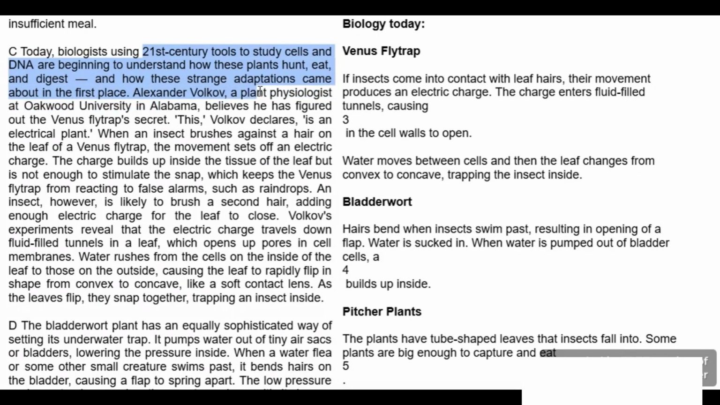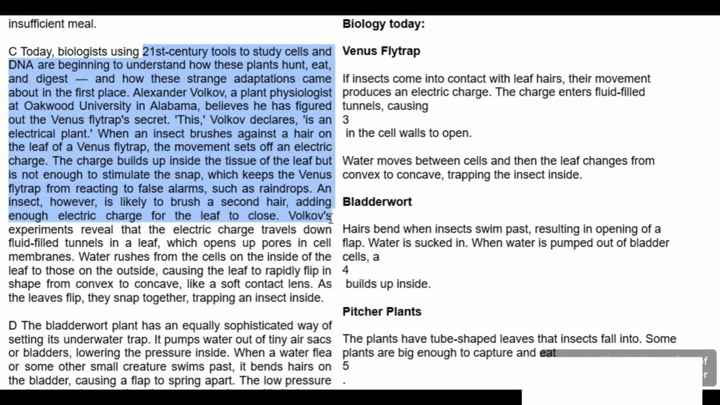Alexander Volkov, a plant physiologist at Auburn University in Alabama, believes he has figured out the Venus flytrap's secret. Volkov declares this is an electric plant. When an insect brushes against a hair on the leaf of a Venus flytrap, the movement sets off an electric charge. The charge builds up inside the tissues of the leaf, but it's not enough to stimulate the snap, which keeps the Venus flytrap from closing around things such as raindrops. And an insect brushing a second hair adds enough electric charge for the leaf to close.